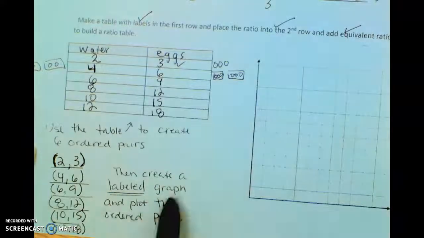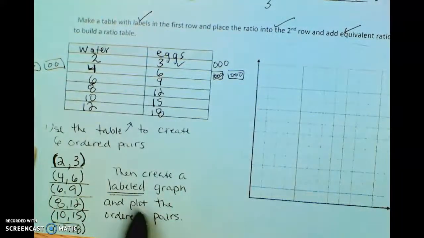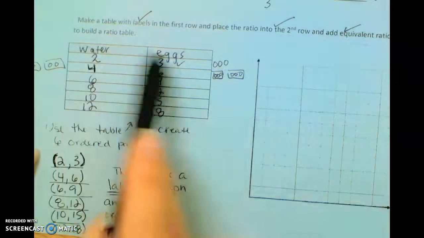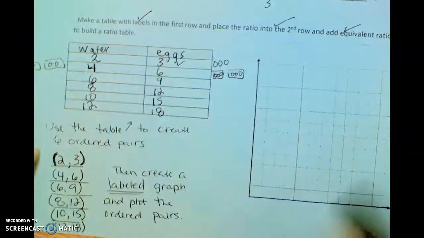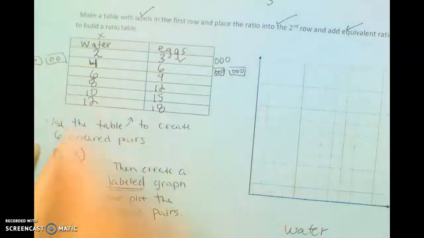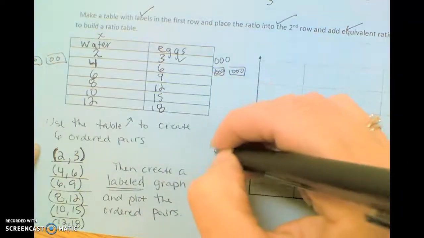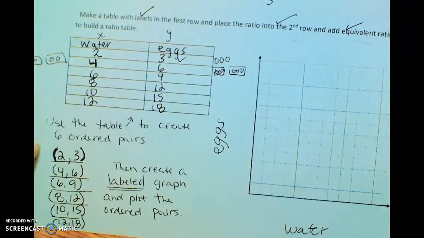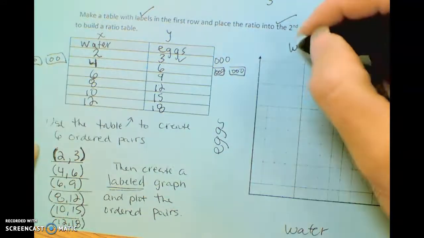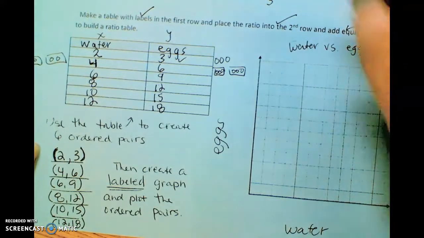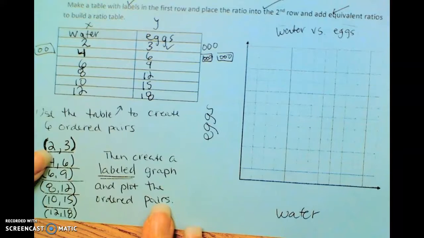Then create a labeled graph and plot the ordered pairs. Labeled graph is important. I can tell that because it has 2 lines under it. Labels come right from the table. So up here, this is going to be my water because this is my X coordinates. This is going to be my eggs because these are my Y coordinates. The title is going to be water versus eggs. And there's my labeled part of my graph.